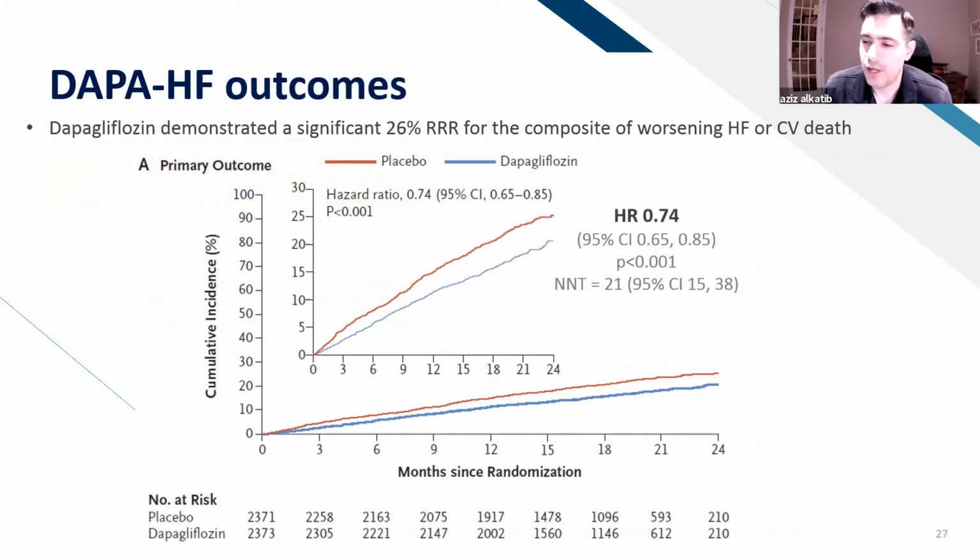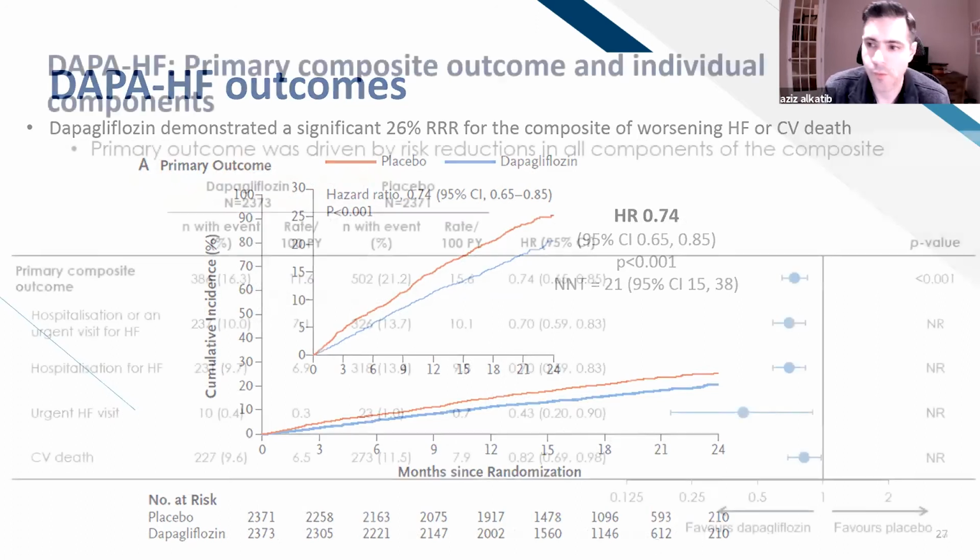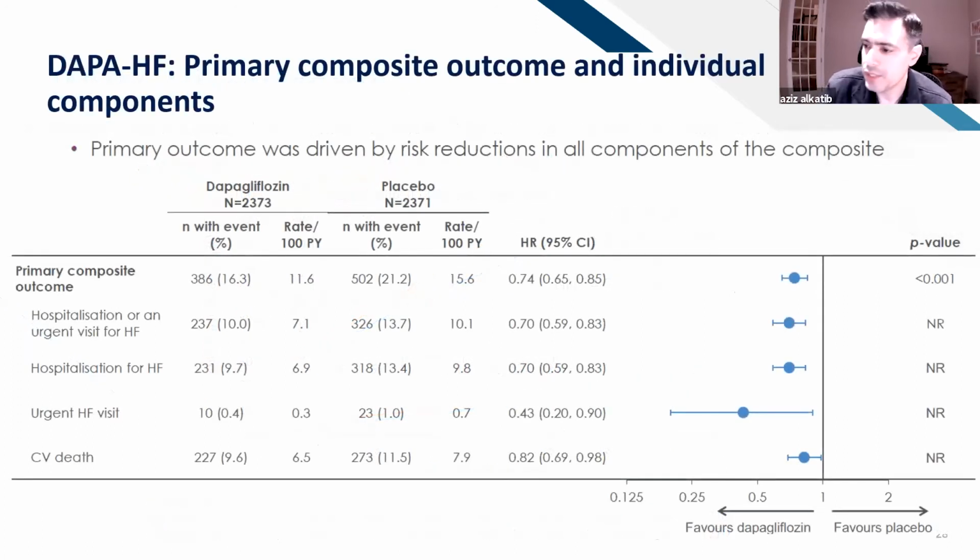And what was seen is that the risk of the primary outcome was significantly lower for the dapagliflozin group versus placebo, demonstrating a 26% relative risk reduction for the composite of worsening heart failure or cardiovascular death, with a number needed to treat of 21. Again, keep in mind that this was on top of standard of care therapies. Looking at the individual components across the board, you see whether it's hospitalization or urgent visit for heart failure, and yes, even CV death, all were statistically significant in favor of dapagliflozin.